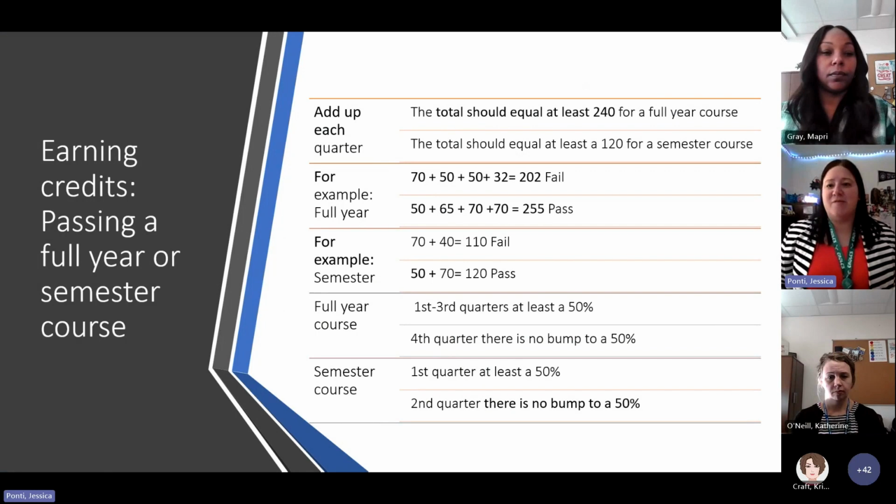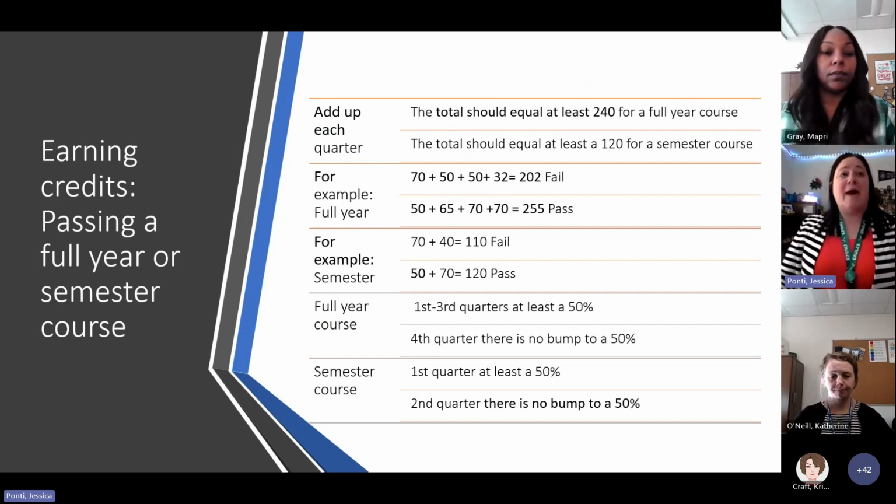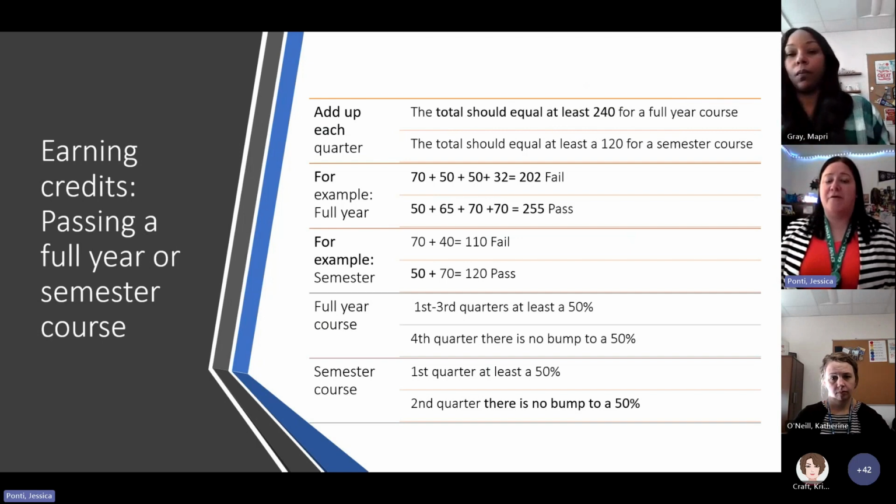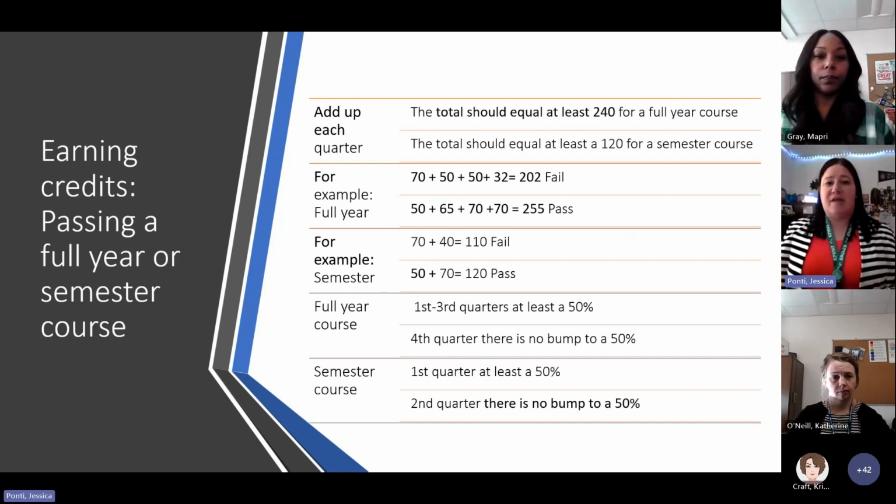We're only a quarter into the school year, so no one is doomed at this point when it comes to passing. However, it is all about points, the number of points you earn each marking period. So in order to pass a full year class, you must have earned a total of at least 240 points for a full year course. So what that averages out to be is 60 points each quarter.